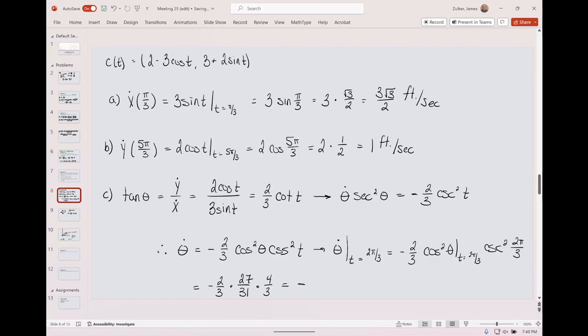So it's going to be negative 2 times 27 times 4 over 3 times 31 times 3. It's going to be 8/9 times 27 over 31. 24 over 31. Should simplify down to negative 24 over 31. And what are the units? Radians per second.